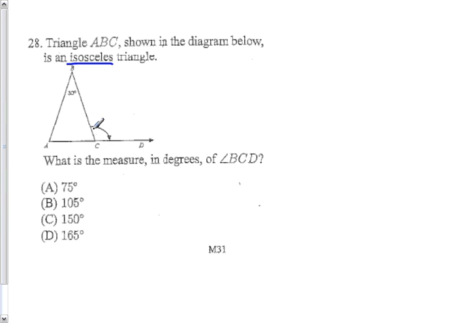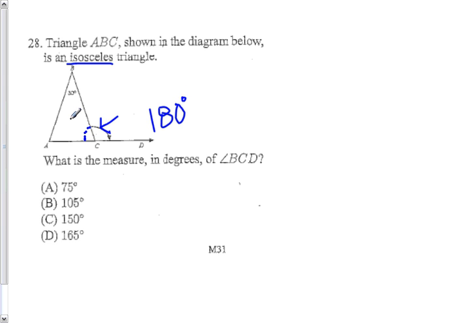And they've actually marked which angle we're supposed to be looking for. So we're looking for BCD, which is the exterior angle. Now you'll notice that BCD, this exterior angle, along with this angle here, form a straight line. They're supplementary, so they should total 180 degrees.